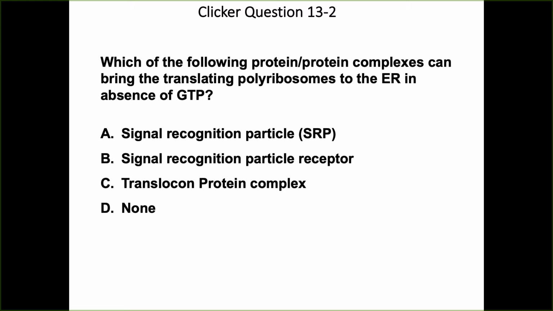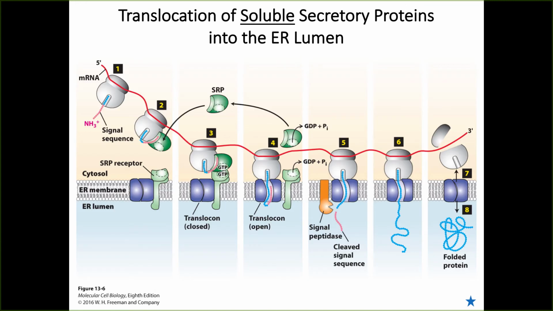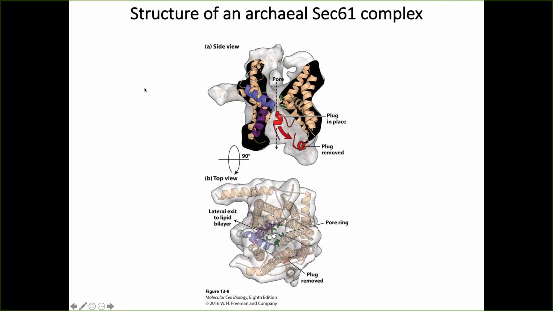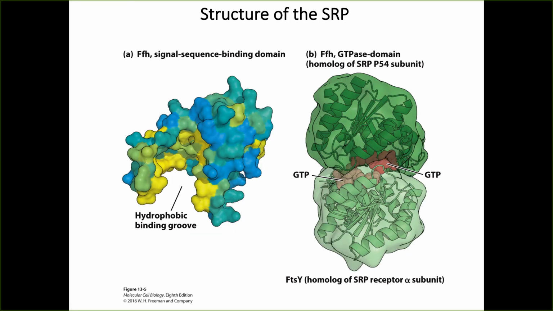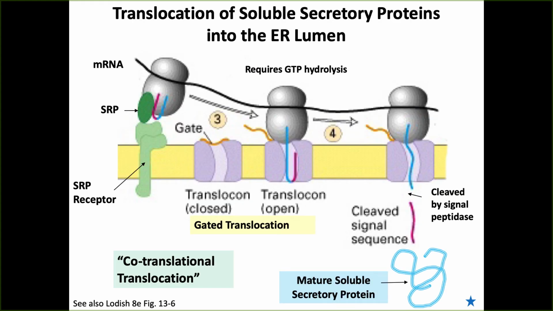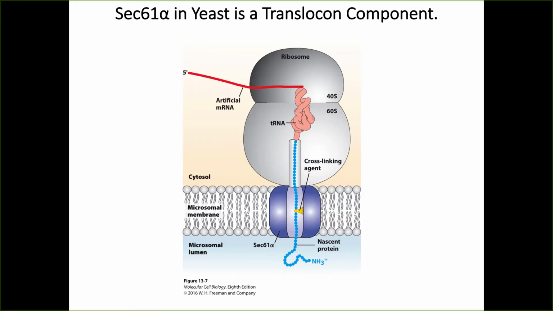Let me explain that. So let's go back. Here you can see easily, it is clearly written that SRP needs GTP hydrolysis. If you go back right here, we talked about GTP being involved in this process. This is the only particle that will bring the polyribosome to the endoplasmic reticulum, which is the co-translational translocation. That is the only thing that is involved.